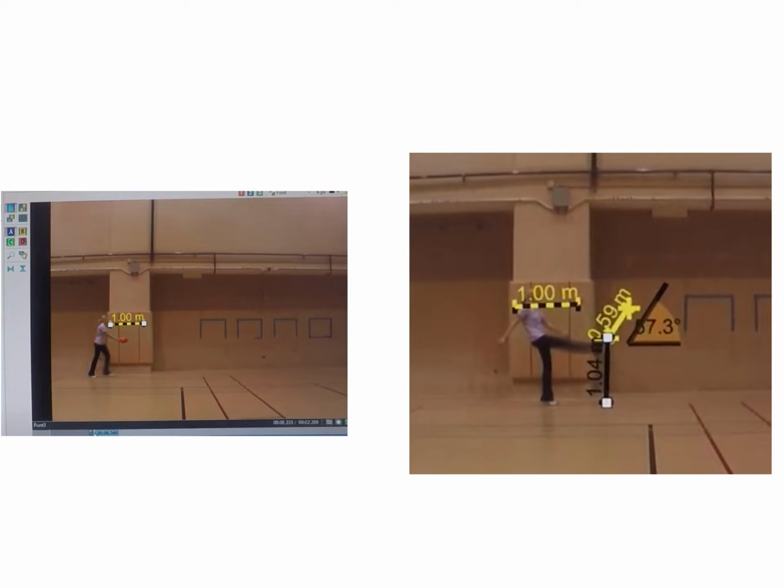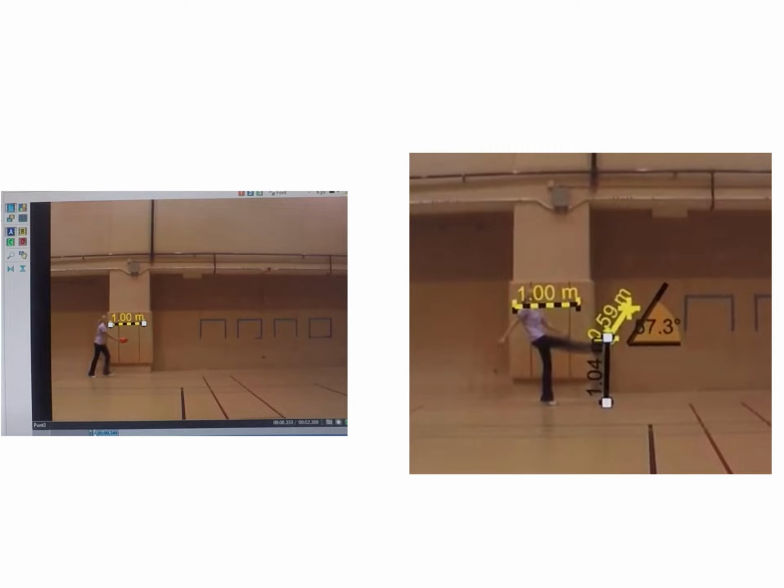I'm just going to show you several screenshots of Dartfish, and we're going to talk about how we get those variables later. For example, in this football punt, we can get the projection angle here and the projection height here. How do we get initial velocity? We use the distance divided by time, and we'll talk about it later.